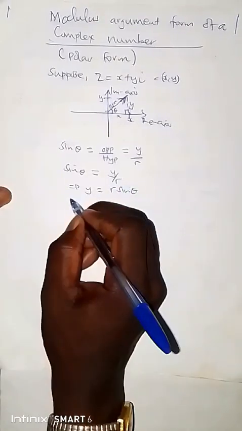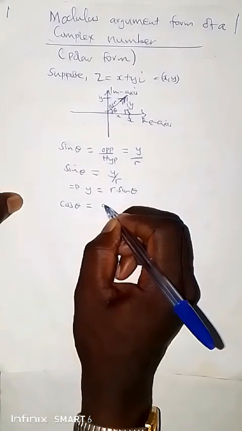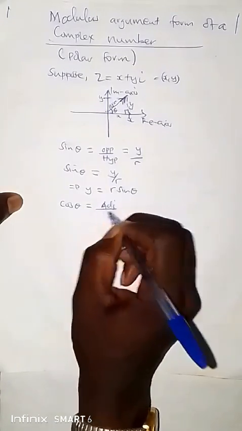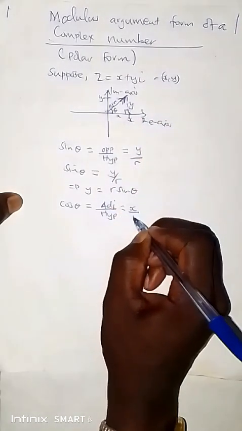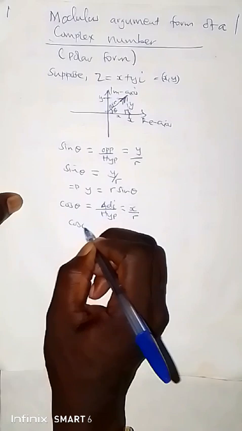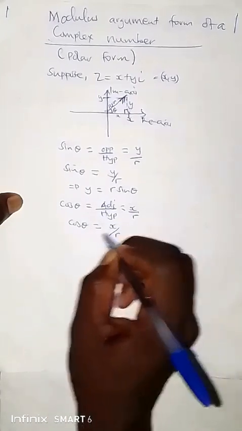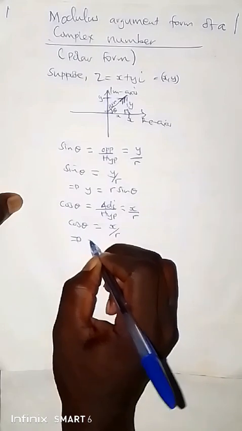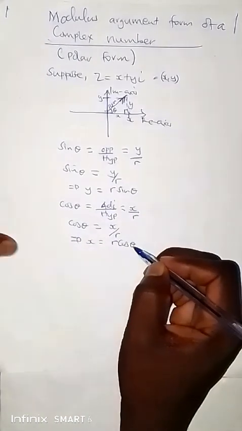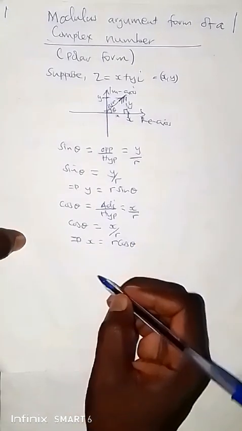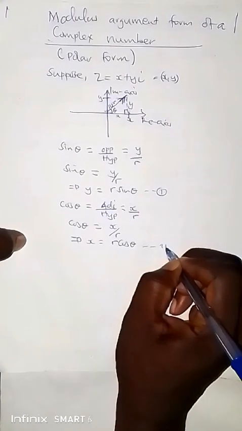We can also consider cos of theta, which is always adjacent over hypotenuse. So our adjacent is x over r. So cos of theta is equal to x over r. This implies that our x is equal to r cos of theta. We can call this equation 1, and this one equation 2.